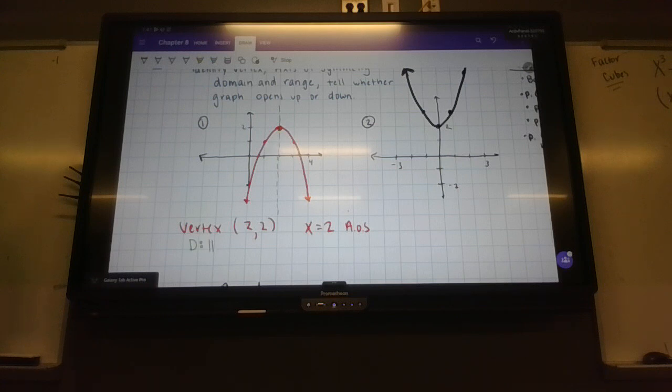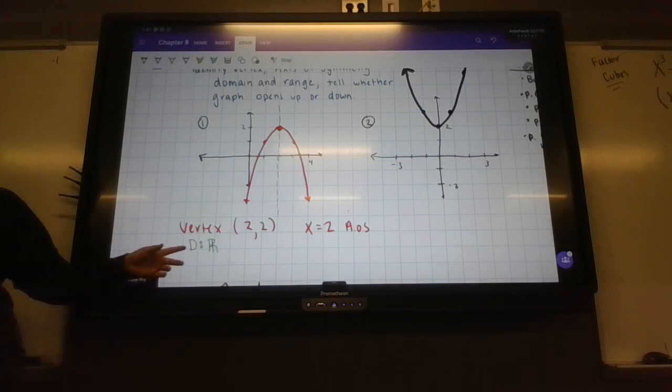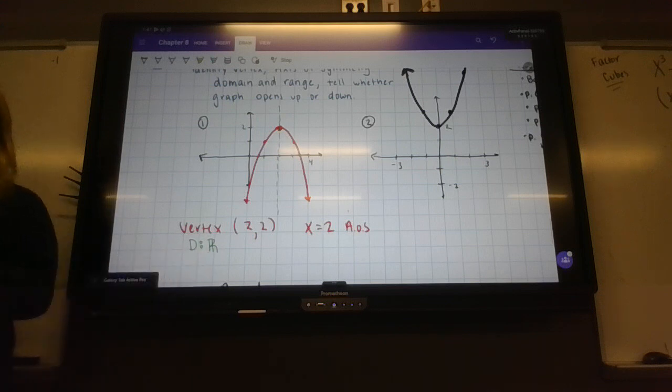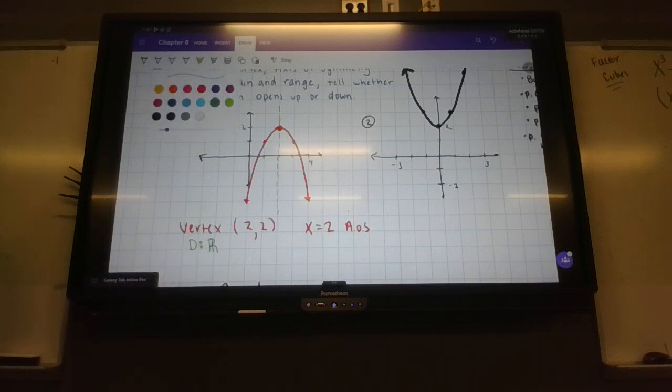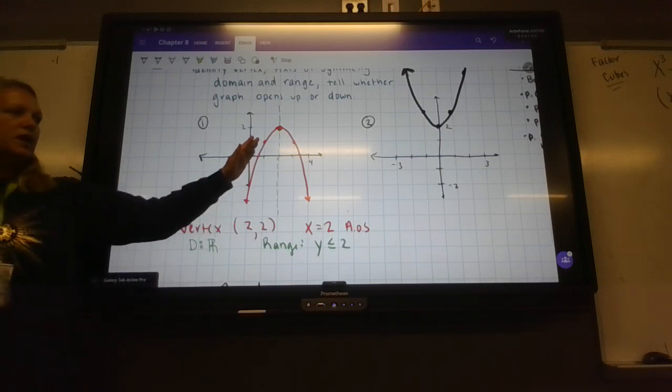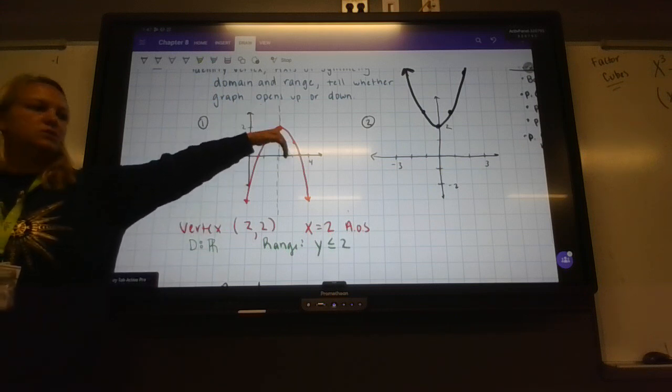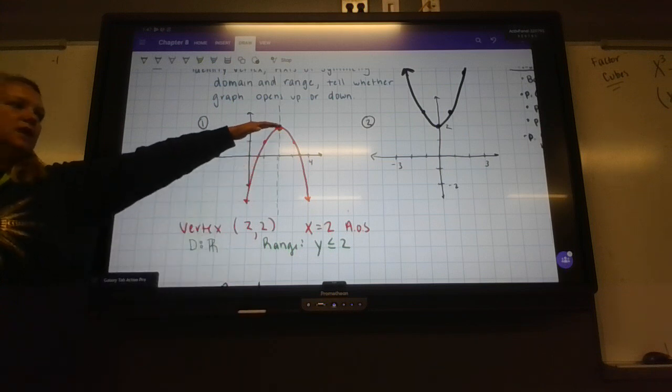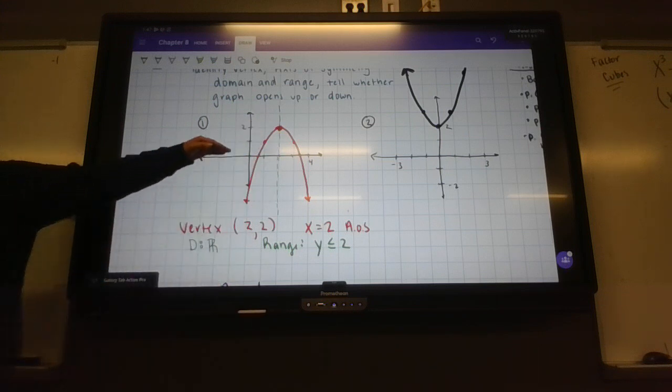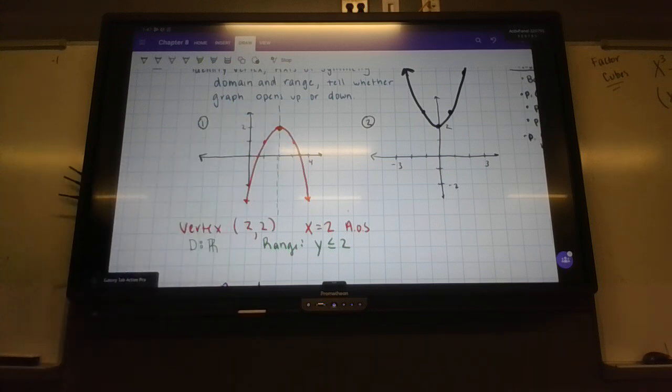I'm going to shorthand it. It's an R, but it looks like the paragraph symbol. Are you guys good with that? All real numbers. And then the range. The range is actually y is less than or equal to 2, because the graph goes up to 2, stops, turns, and goes back down. So the highest value is 2. That's a maximum value of 2. I'm going to write that as well. The maximum y value is 2.